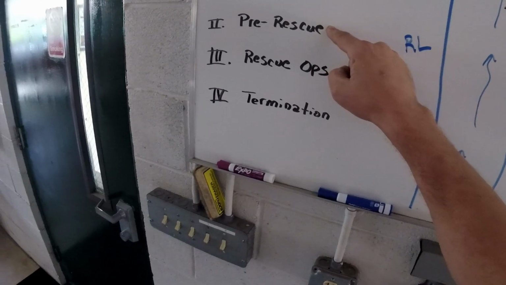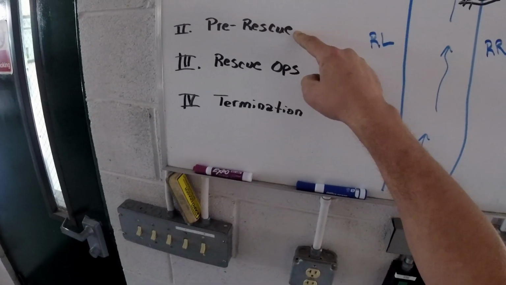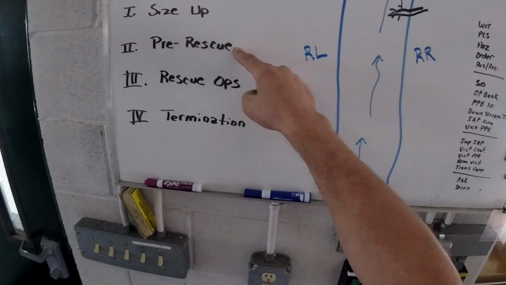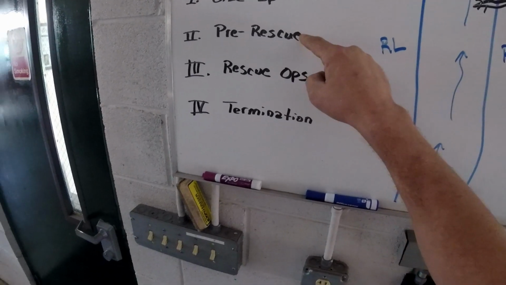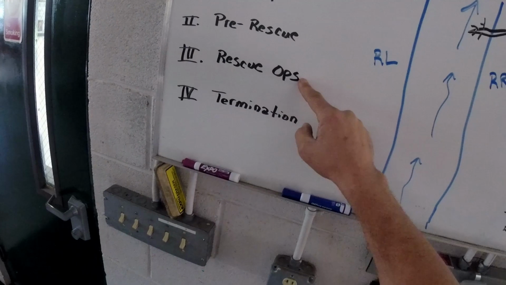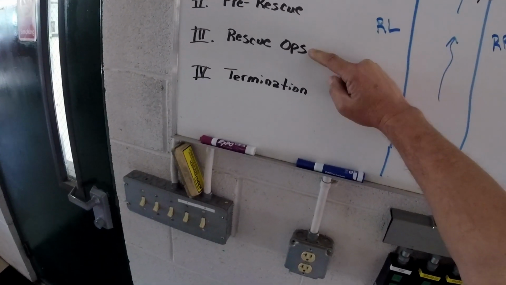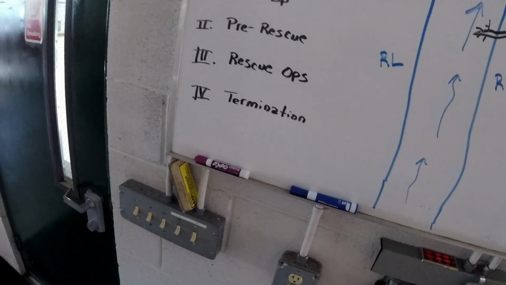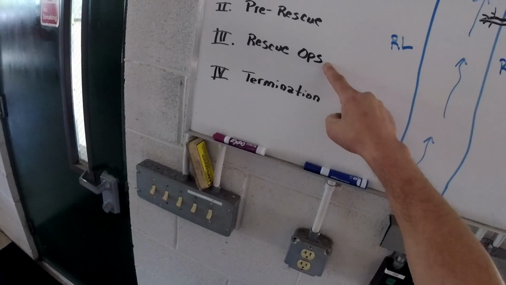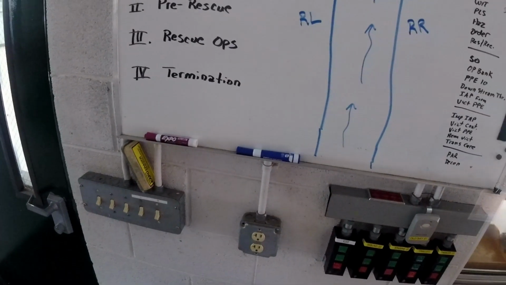So during this phase, you're getting your plan together, your IAP. How are we going to do this? Also during this, get your PPE together for the victim. Okay, rescue ops. Basically that's whatever plan you came up with based off your size up and your pre-rescue. You're going to execute your action plan there.